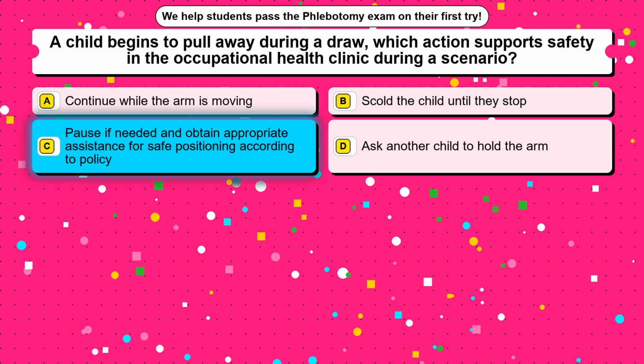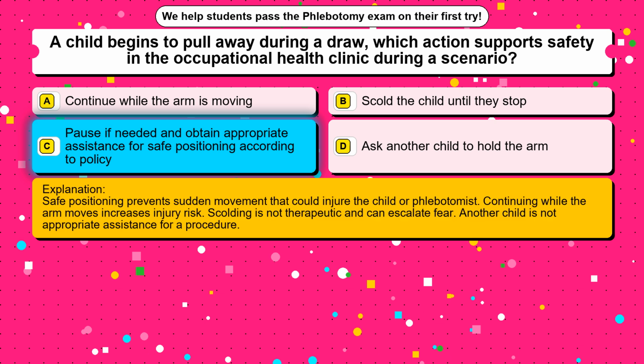The correct answer is option C. Pause if needed and obtain appropriate assistance for safe positioning according to policy. Safe positioning prevents sudden movement that could injure the child or phlebotomist. Continuing while the arm moves increases injury risk. Scolding is not therapeutic and can escalate fear. Another child is not appropriate assistance for a procedure.